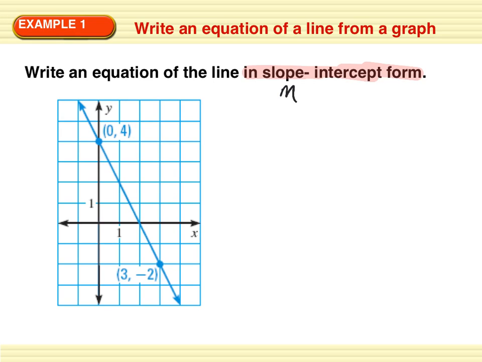And what? The y-intercept. So I'm going to need those 2 things. If I could figure out what m equals and I could figure out what b equals, then we're good. So let's start with the b. How do I find the b?